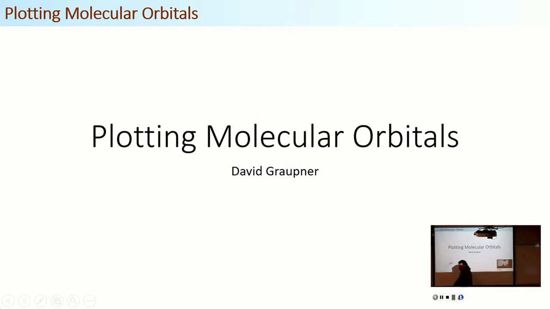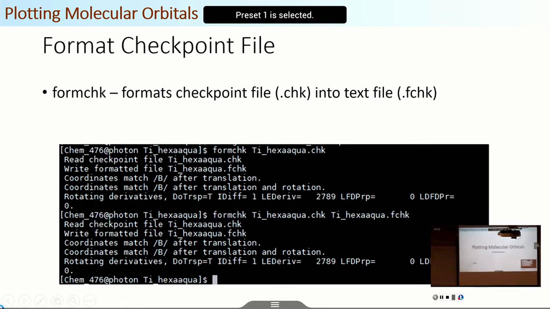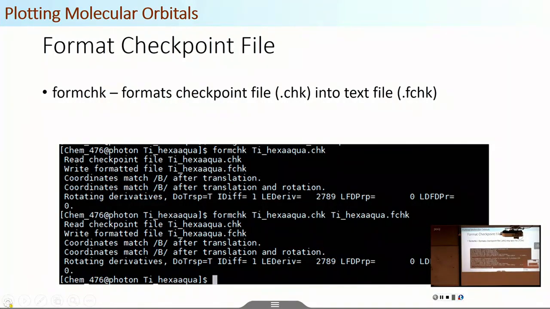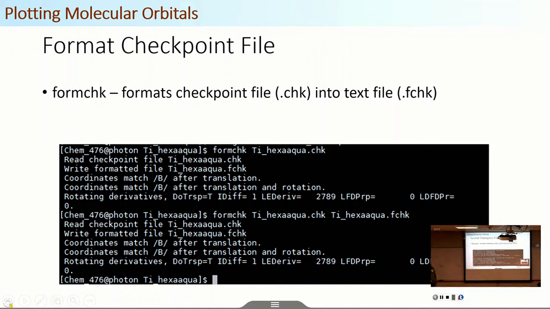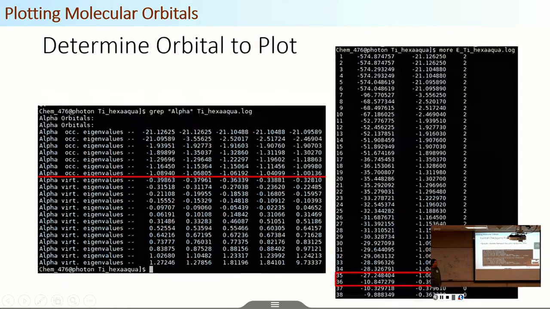So I'm going to show you how to make or plot molecular orbitals. So the first step in the process is to convert your checkpoint file that you get when you run Gaussian into the formatted checkpoint file, and you do that with the formchk command. So you type in your command and type the file you're going to convert, and then the file name you want it to become.